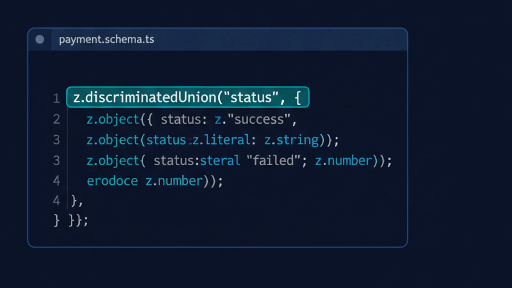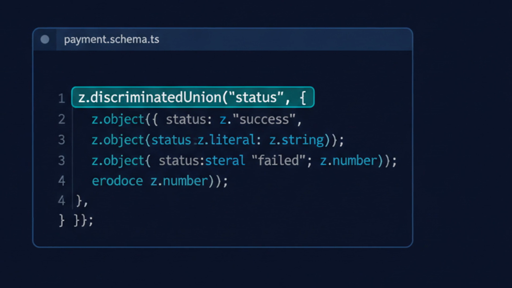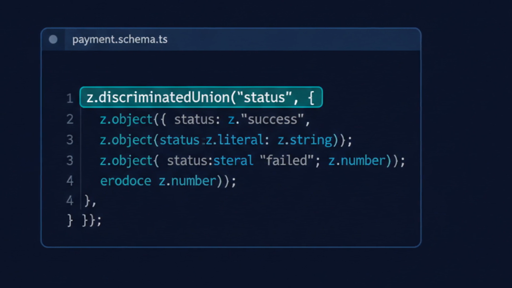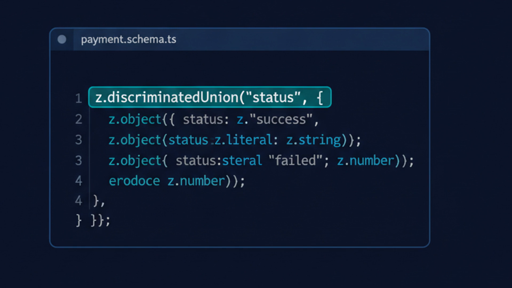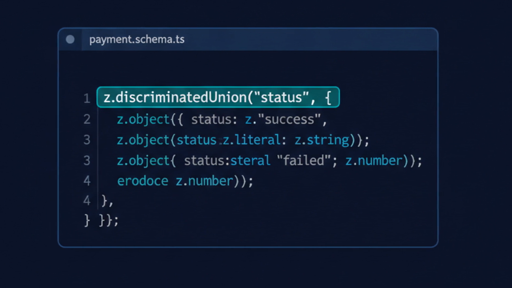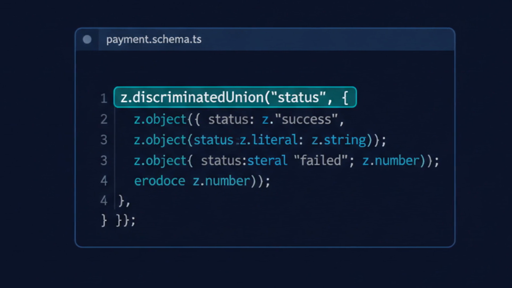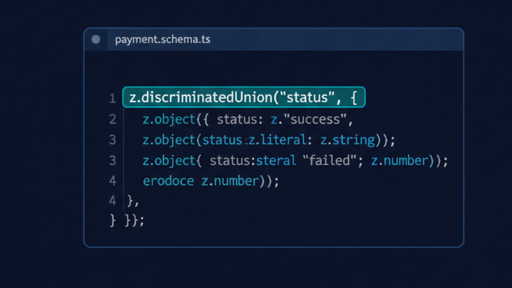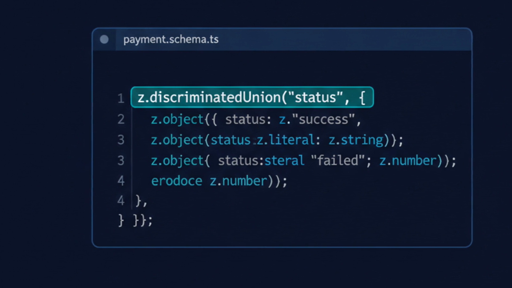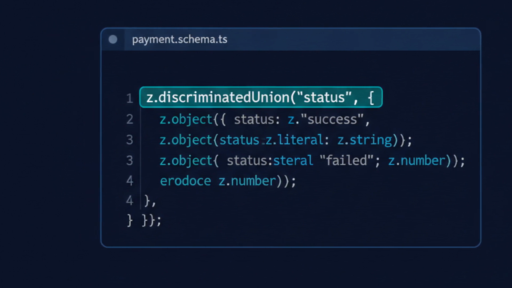Here's a powerful pattern. Imagine an API event that can be one of several shapes, each identified by a type field. Zod's discriminated union handles this perfectly. You give it the discriminator key, here it's status, and a list of possible schemas. Zod reads that key first, then validates against the matching variant. The inferred TypeScript type is a clean union, and your code can narrow it with a simple switch. This is gold for handling webhooks and event streams.